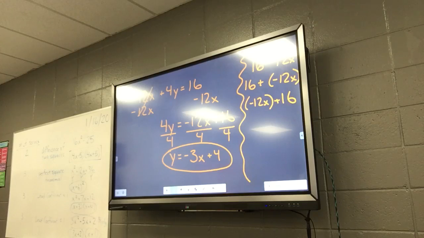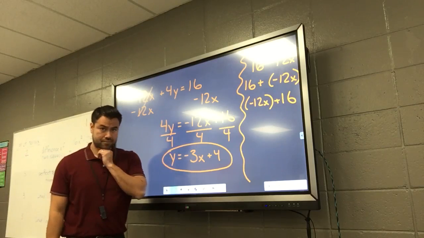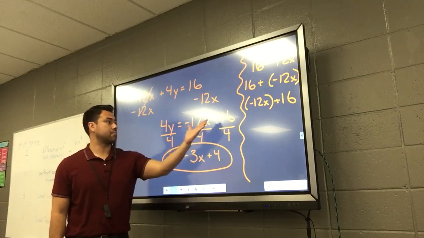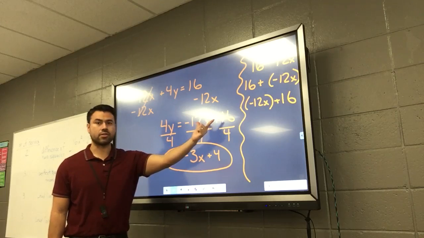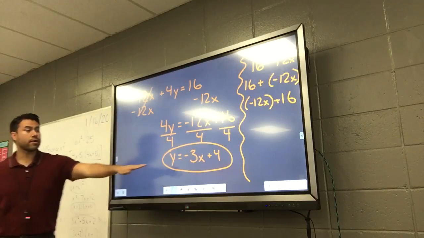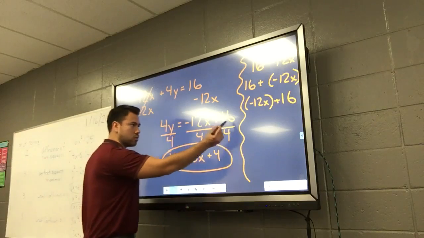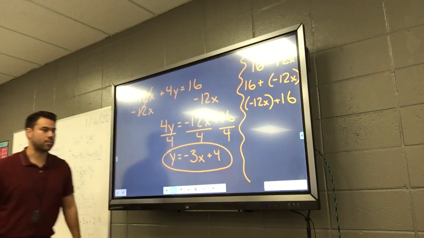Sir? So you never actually do negative 12x plus 16, you never actually do that? Wait, say that again. Like, when you do this, you're never actually going to do negative 12x plus 16. They do, because they don't add together. They're not like terms. Because you're not trying to solve this. Yeah, we're not trying to solve. We can graph from this now, but yeah, that's as far as you can go with those two. You can't make them more compatible.